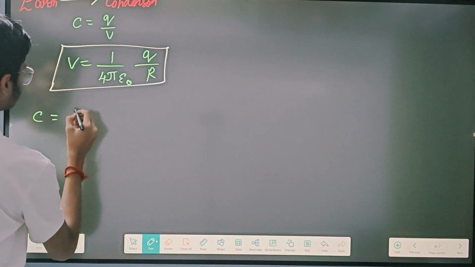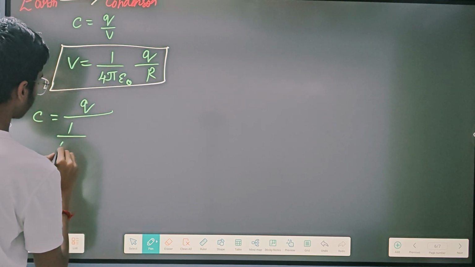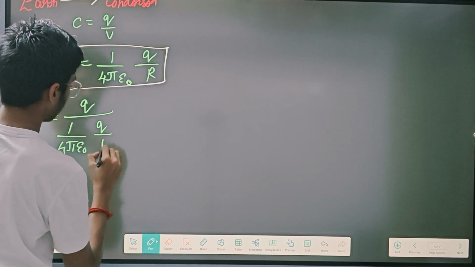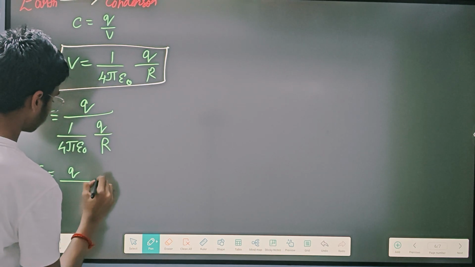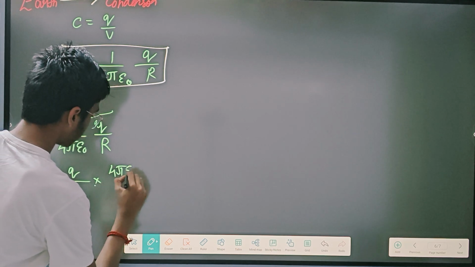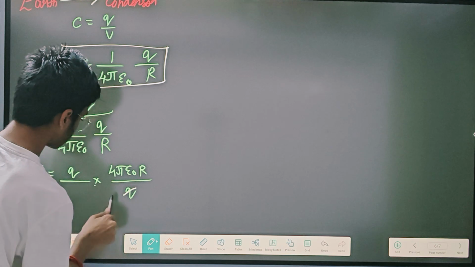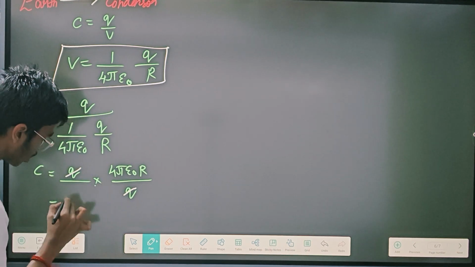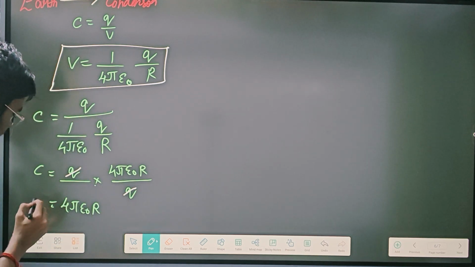Okay, so C is equal to Q whole divided by, if you just substitute this value over there, 1 by 4 pi epsilon naught into Q by R. So C is equal to Q into 4 pi epsilon naught into R whole divided by Q. So this Q and this Q can be cancelled out. Then at last you will be getting C equal to 4 pi epsilon naught into R.